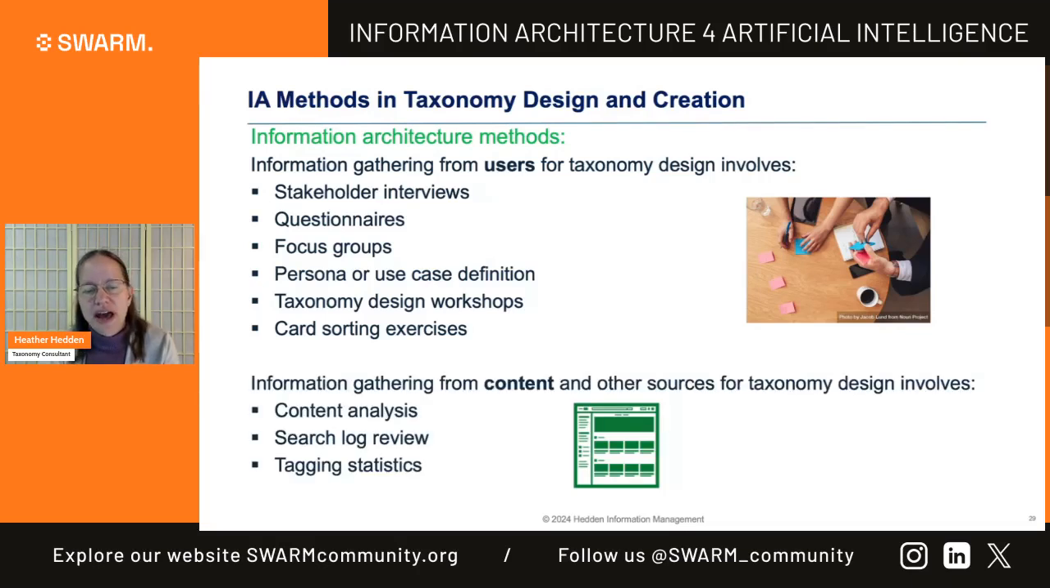Now, information gathering from the content and other sources for taxonomy design on the manual side would involve manual content analysis, review of search logs, looking over tagging statistics. I mean, it's data, but it's not AI to get this kind of search log and tagging statistics. And you utilize that and analyze it and decide, what should be added as new concepts, what should be added as alternative labels or synonyms.